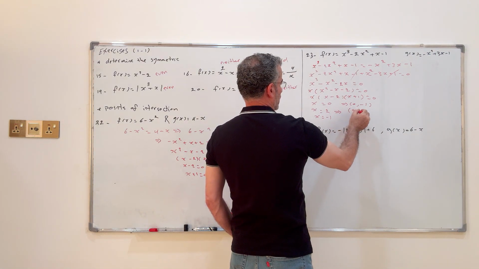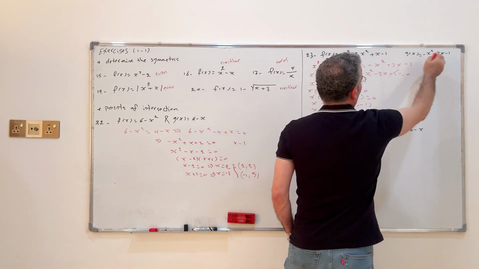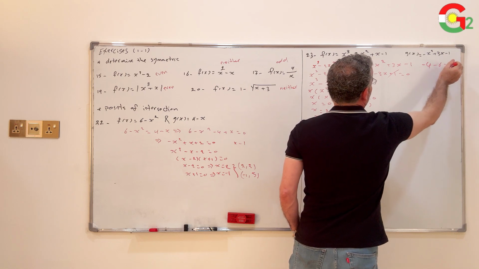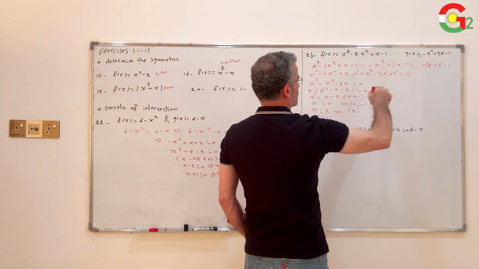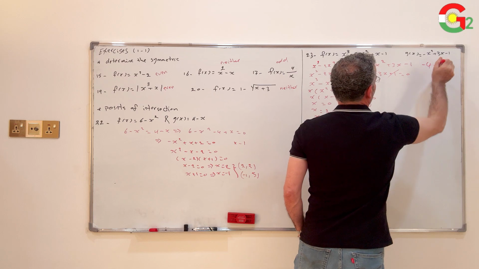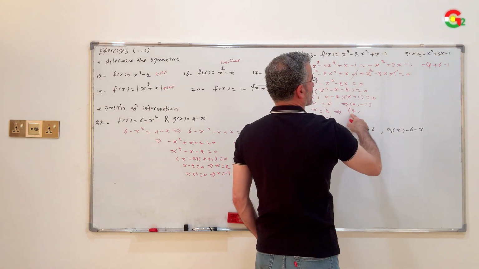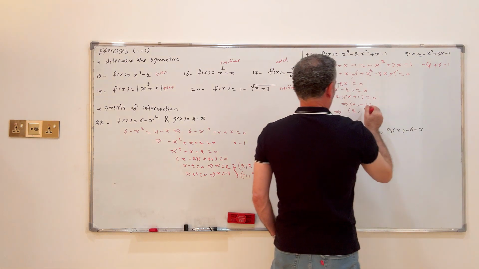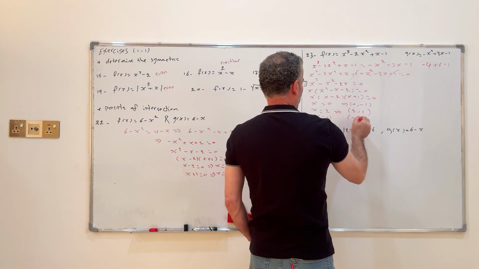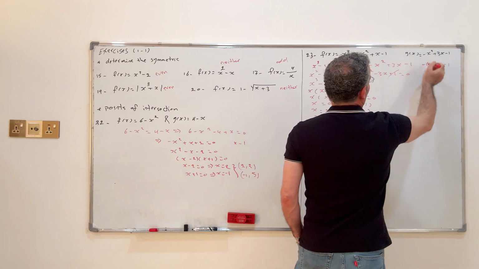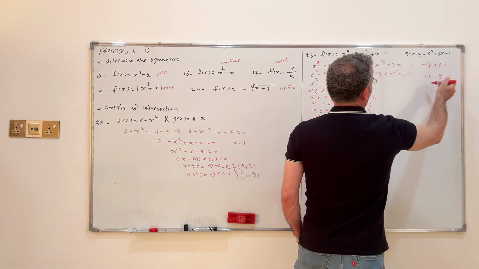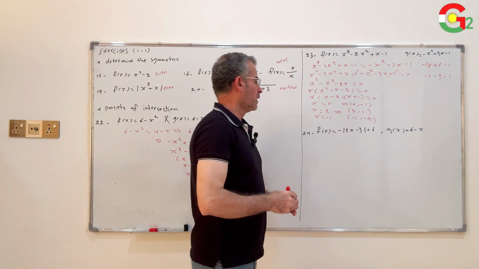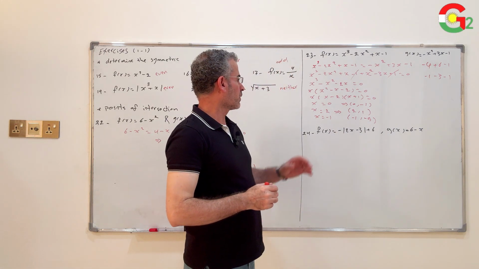When x is 2, negative 4, negative 6, negative 1, plus 6, 2 times 3, 6, minus 1, 2 minus 1, 1. When x equals negative 1, negative 1, negative 3, negative 1, it is negative 5. I hope I substituted correctly.